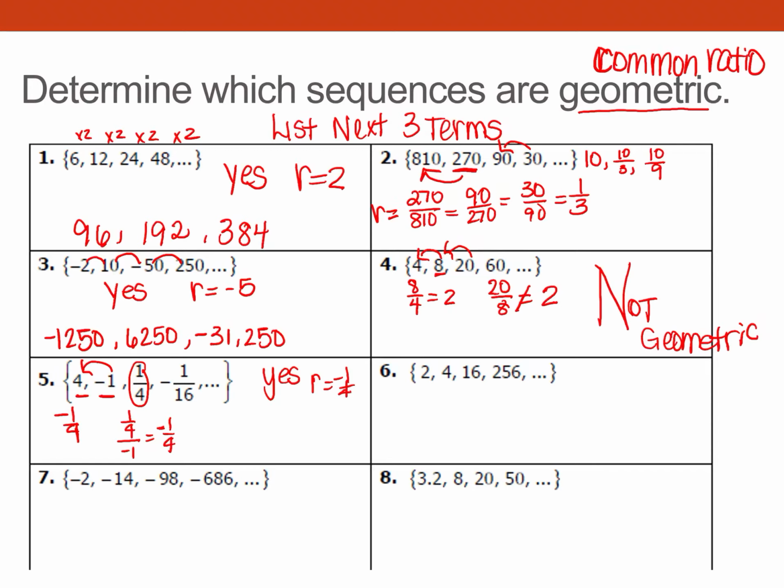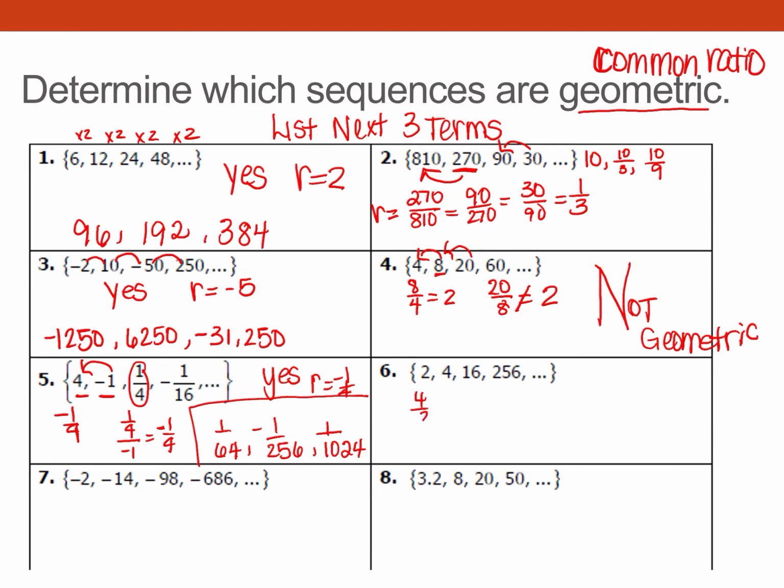Our next 3 terms, if you just continue with the pattern, would be 1 over 64, -1 over 256, and 1 over 1024.